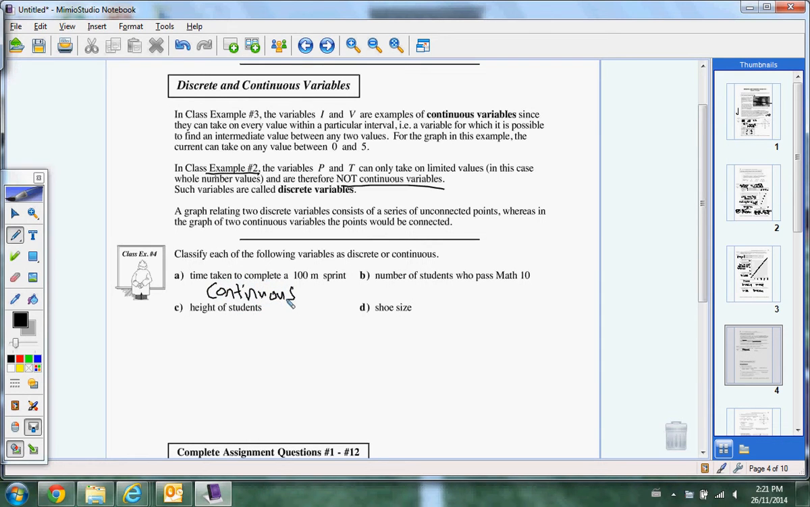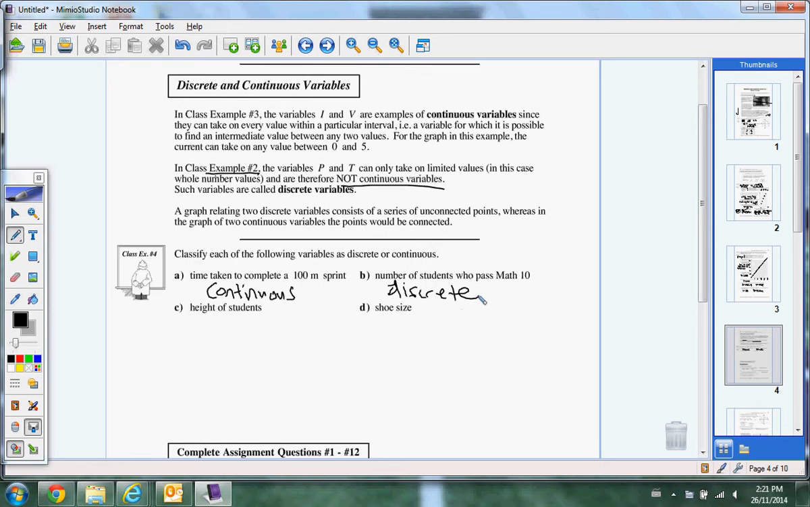Number of students who pass Math 10. So unfortunately, as much as we'd like to, we can't cut Xander in half. We can't have 12.5 people pass. You either pass or you fail, right? So you can't have half a person. Okay, so this one would be discrete.